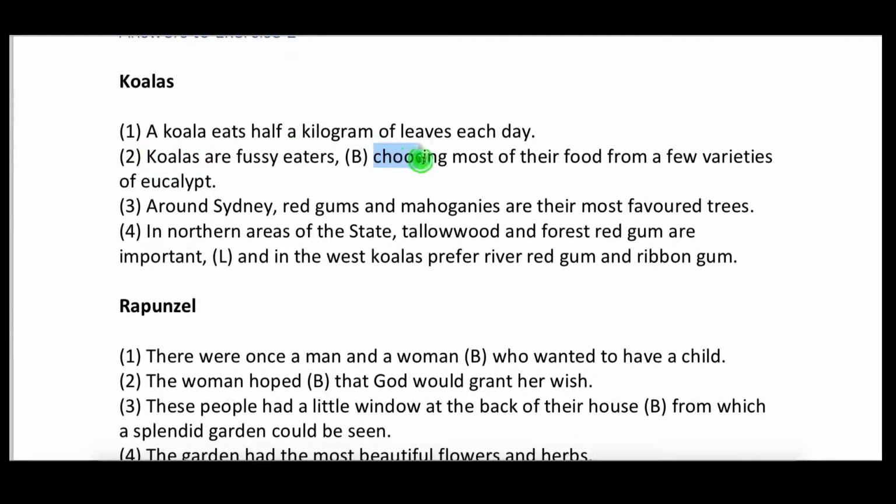Now, choosing is a non-finite verb, which means choosing most of their food from a few varieties of eucalypt is a non-finite clause. Non-finite clauses are always dependent, of course, because they can't stand alone as a sentence. Number 4 is also a complex sentence, but in this one we have an independent clause and another independent clause right after it. So that's an example of linking.